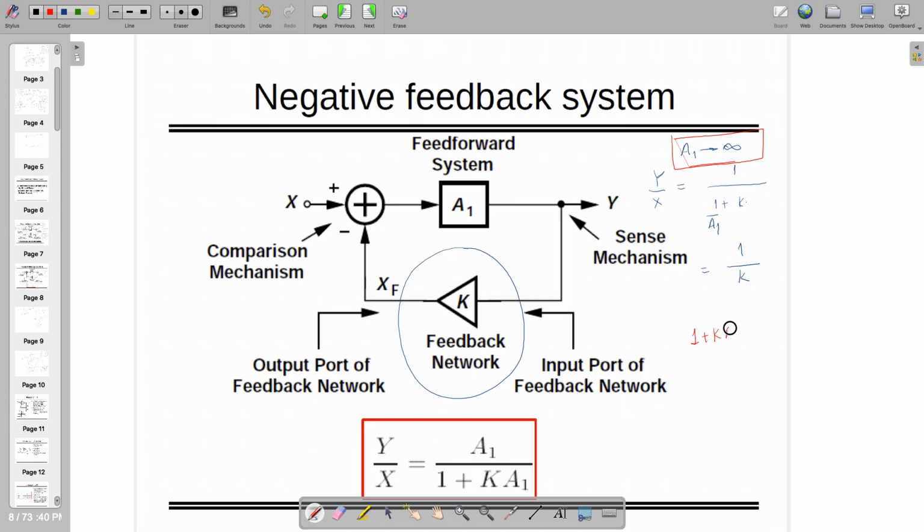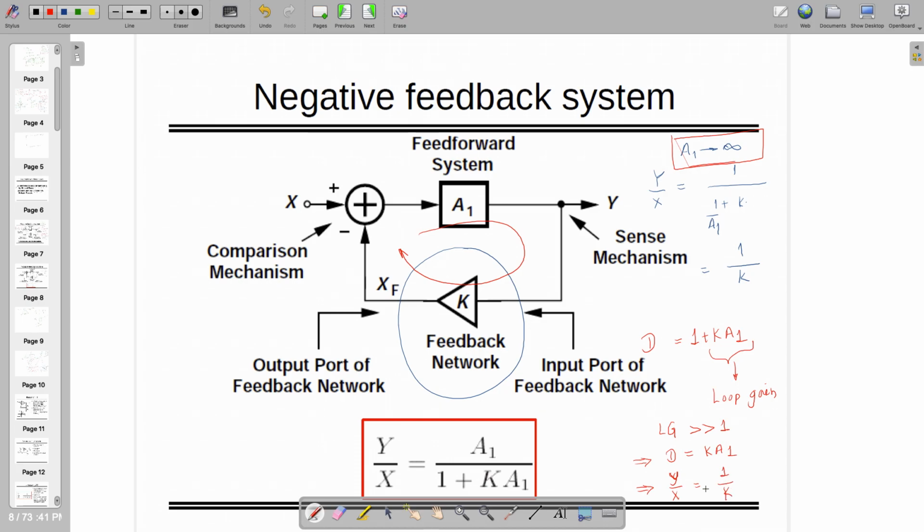One more thing here: 1 plus k A1, which is the denominator, let's call it denominator D. We are going to call k A1 the loop gain. If you look at this loop, it's k times A1, that's the gain observed by the entire loop, right? Let's make it short form as LG, not from LG Electronics, but loop gain LG. And if loop gain LG is much higher than 1, then what is going to happen to D? D becomes k A1, and from that y by x is going to be equal to 1 by k.